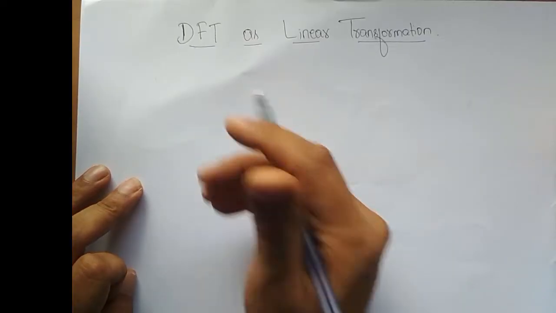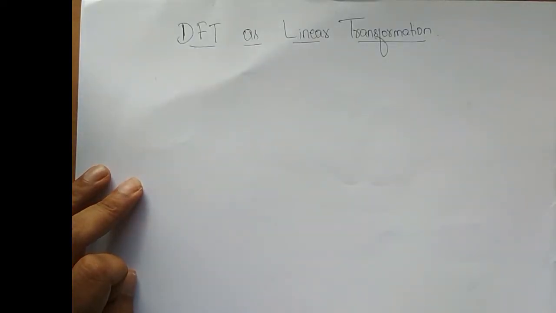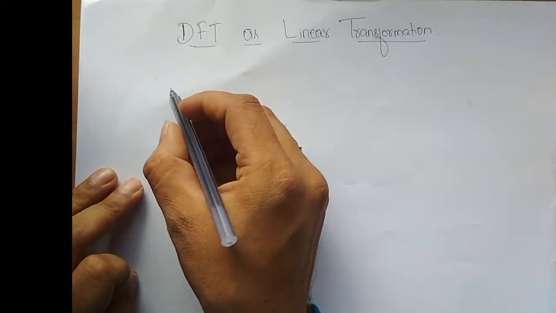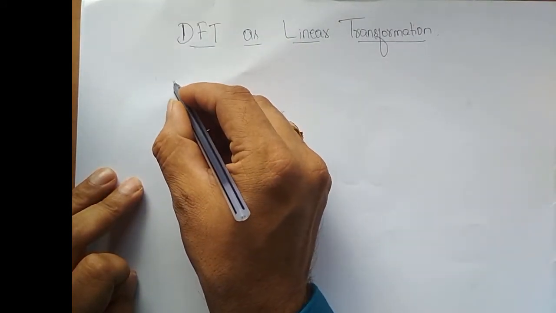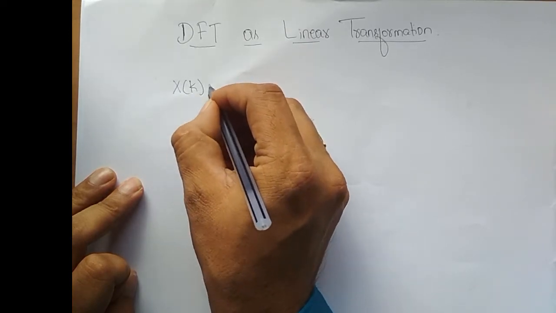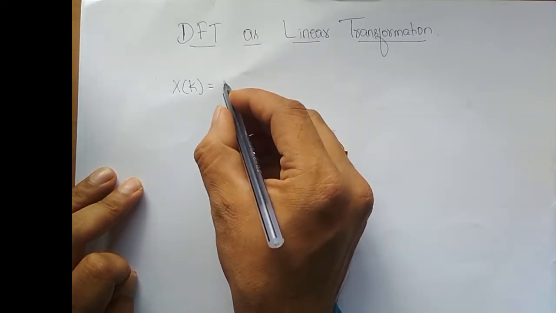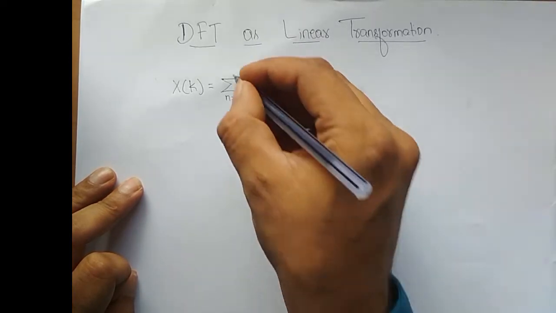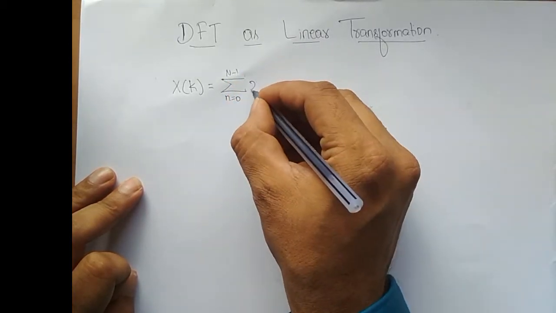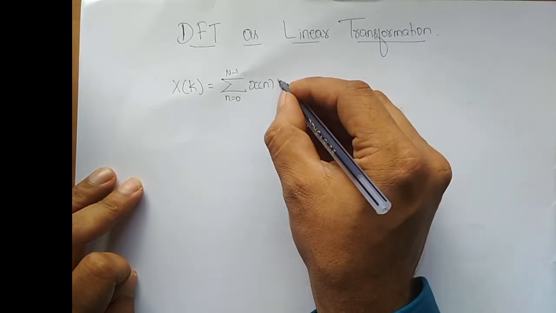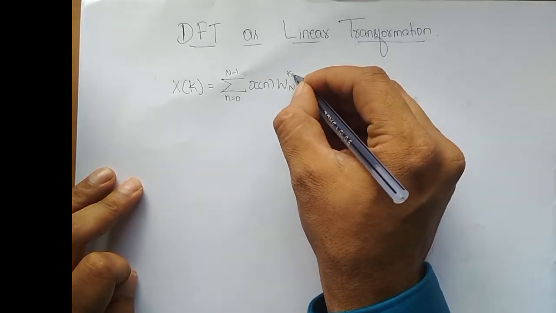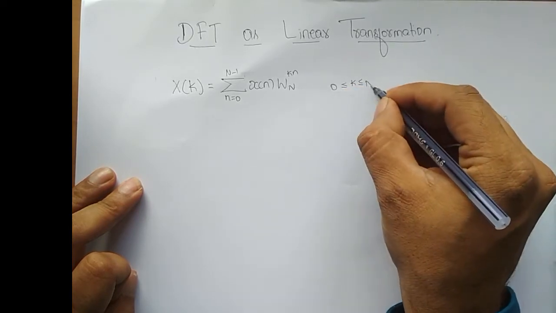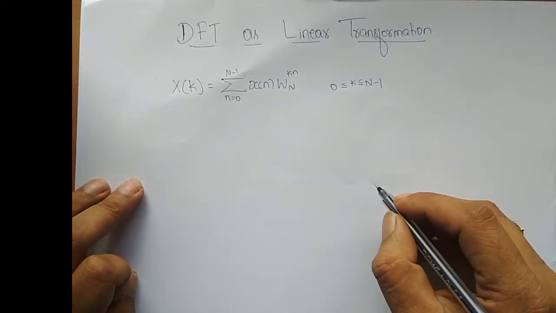Hey guys, in this lecture we'll discuss DFT as a linear transformation. As we know, the DFT equation is given by X of k is equal to summation, n varying from 0 to N minus 1, x of n W_N power kn, where k is varying from 0 to N minus 1.